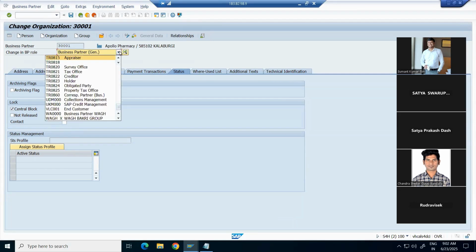So if we click on this, as I already mentioned, whomever is linked in some way to our business will always be called a business partner. Okay. So now when the business partner is a vendor, there will be a different BP role. When the business partner is a customer, there will be a different role. Okay.